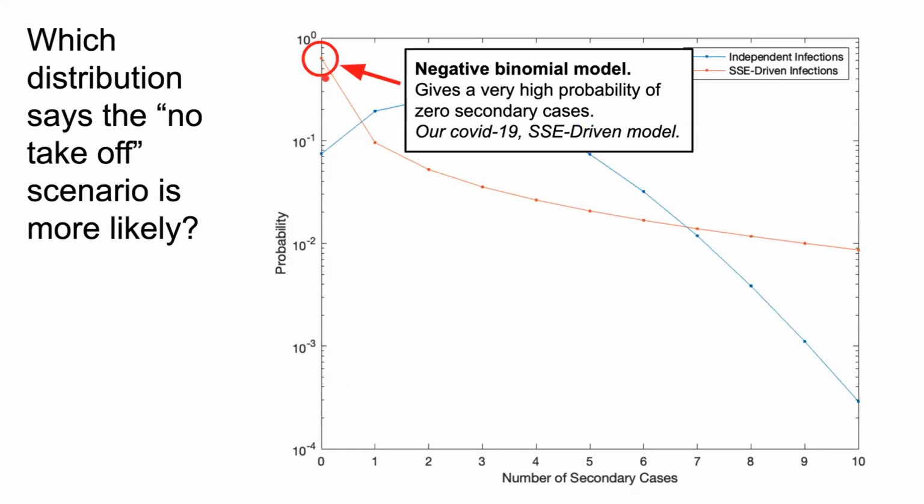I jumped the gun there a little bit, but the negative binomial model is telling us that actually the most likely thing to happen is zero secondary cases. And this is the model that we're using to represent COVID-19.